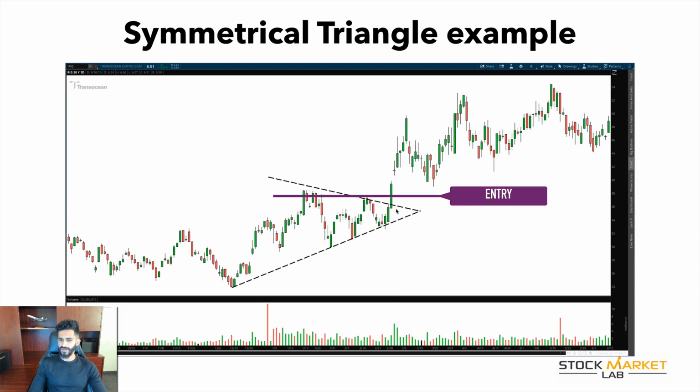Same thing here, entry, I would get in right there. Why over there? Because it breaks the resistance point of the last high, and it's also breaking the trend line. That's giving us a strong entry point. And boom, stop. I would put the stop most likely below this candle, somewhere around there.